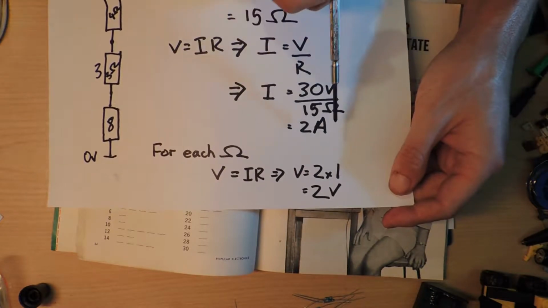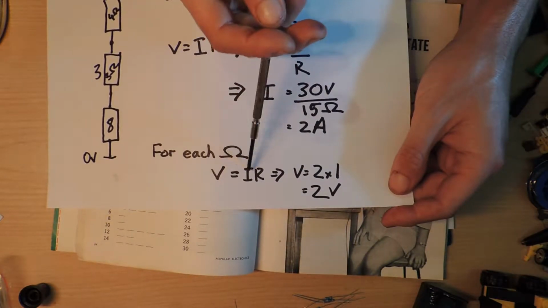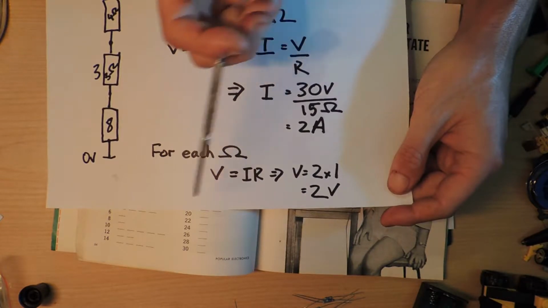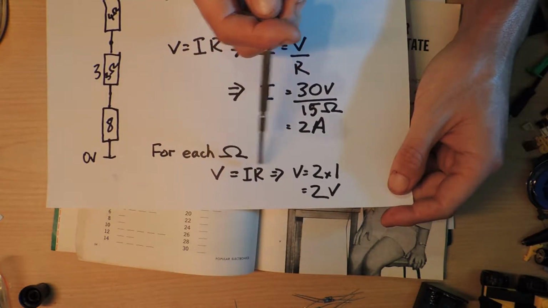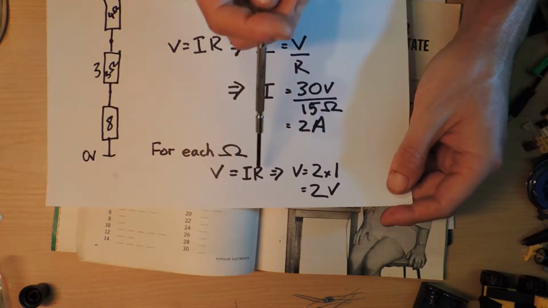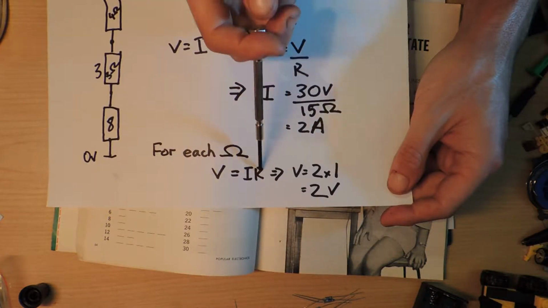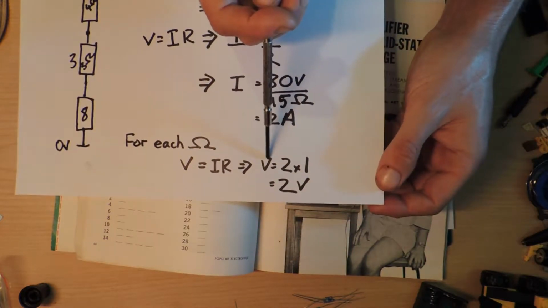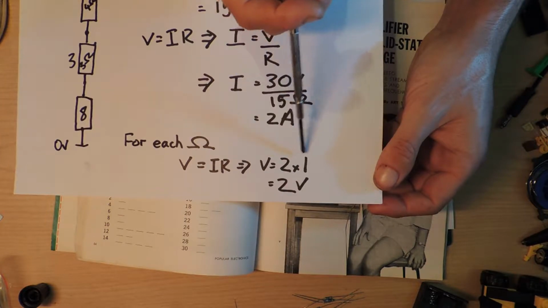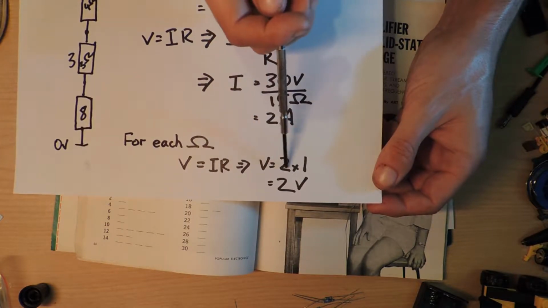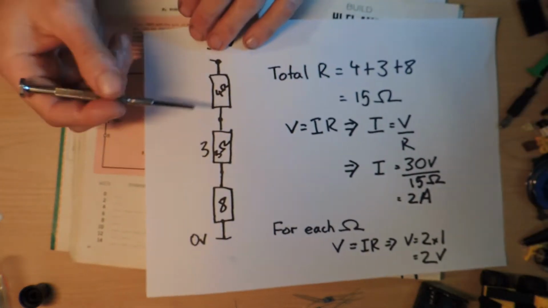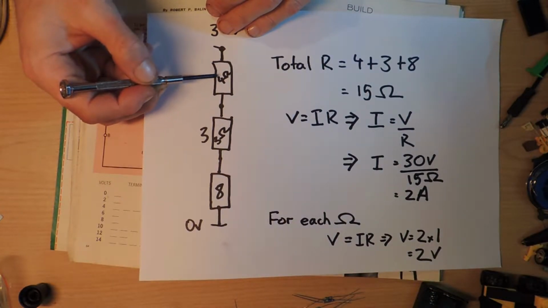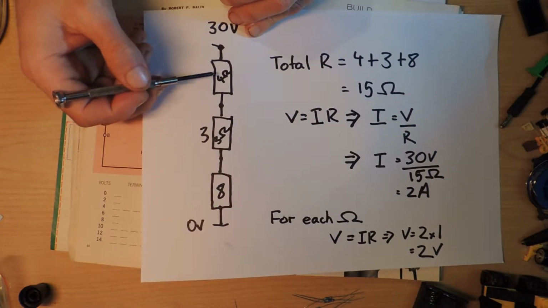But we know from this here, so if V equals IR, we can also work out for each ohm how much voltage we are dropping. Well, we know what the current is. The current is 2 amps, and we're asking how much we are going to drop for 1 ohm of resistance. So in this case, V equals 2 times 1, V equals IR, which is 2 volts. So that's just saying, in this case, for every ohm of resistance, we're dropping 2 volts as we go through here.